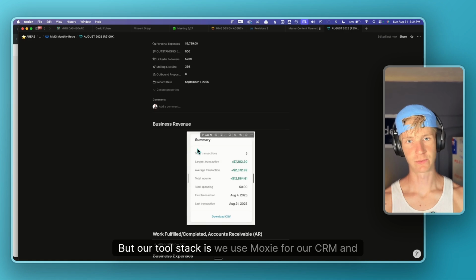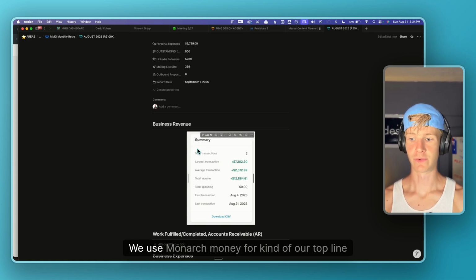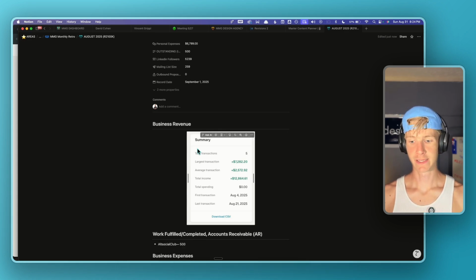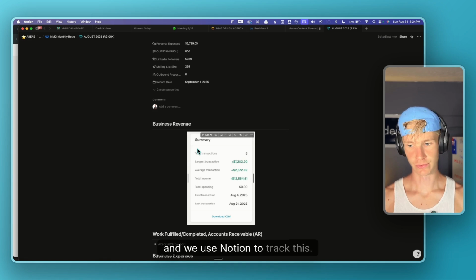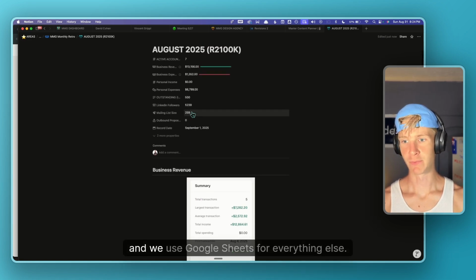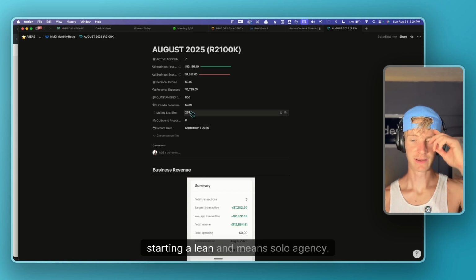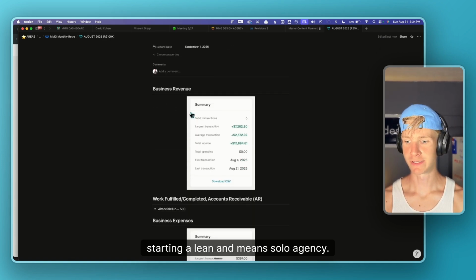But our tool stack is we use Moxie for our CRM and time tracking. We use Monarch Money for kind of our top line financial aggregator. We use Mercury as my bank, and we use Notion to track this. And we use Google Sheets for everything else. So that's a simple financial stack if you're starting a lean and mean solo agency.